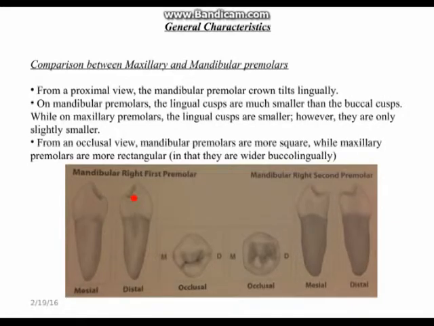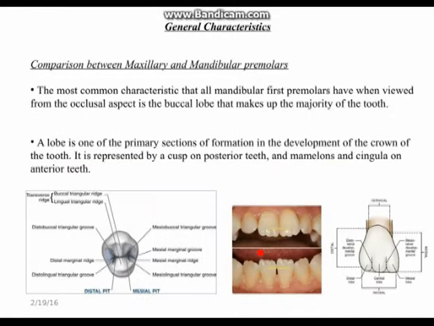From an occlusal view, mandibular premolars are more square. Yeah, you can see that. I think it depends on what shape of occlusal table the tooth has. Let's say they're more square, while maxillary premolars are more rectangular. Okay, because maxillary premolars are wider buccolingually.